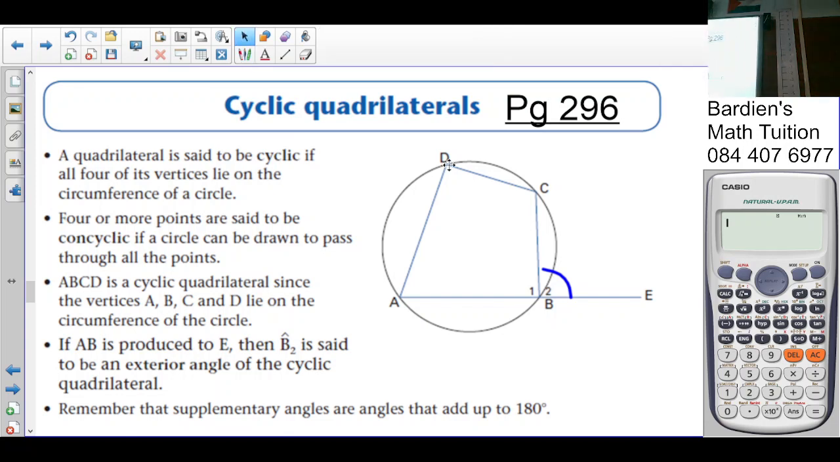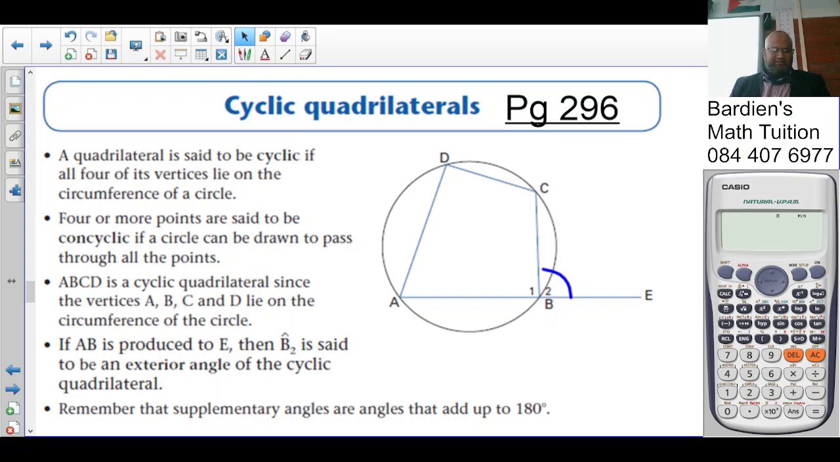And then they tell you, remember, that supplementary angles are angles that add up to 180 degrees. Those are what we call supplementary angles. Any confusion there? Right. So now we're going to do the proof of Theorem 5a. It is a theorem that needs to be learned for the examination.